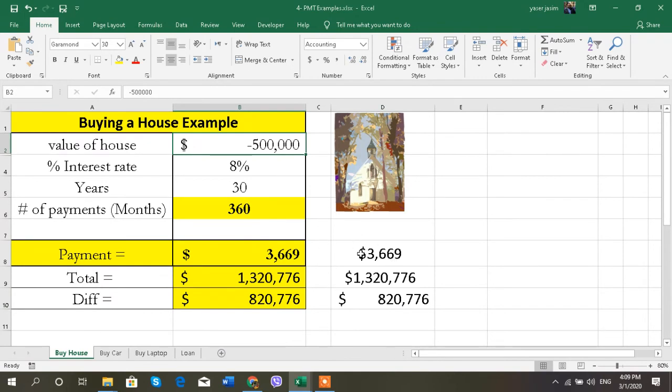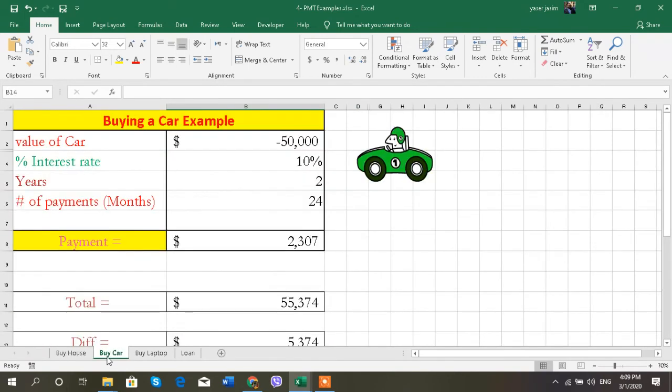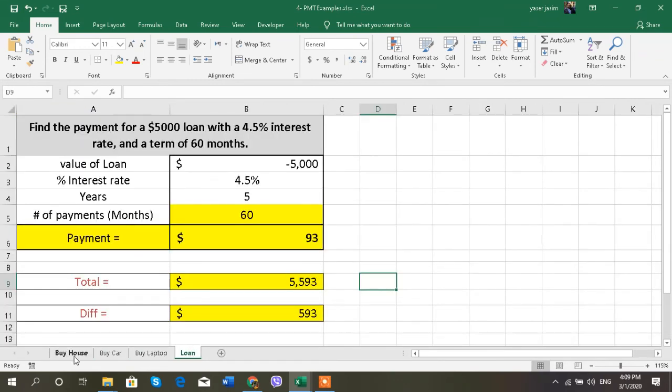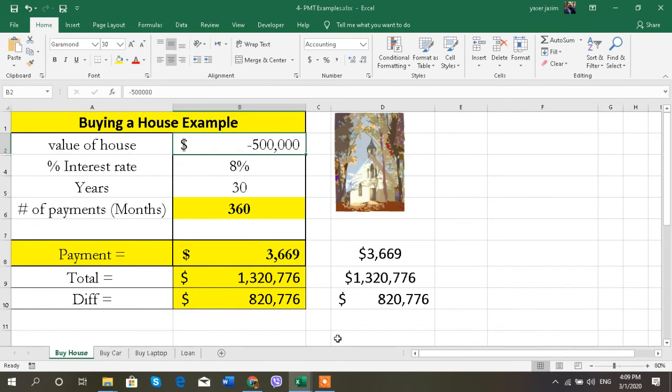This is also an easy one. As I can see, I have another example for car, buying a laptop, or I have a loan. These are examples of how to calculate the PMT.